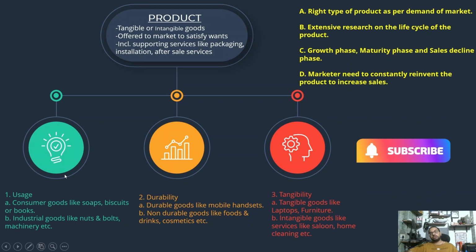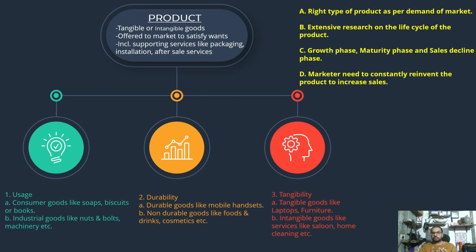And then you have industrial goods. These goods are used by the industries, either for the consumption of the industry, or the industry uses these goods to develop further goods. For example, machinery. A particular industry is buying machinery because they want to use it, but for what purpose? They want to produce further goods with the help of that machinery. Or nuts and bolts, which are used in the manufacturing process of another item.